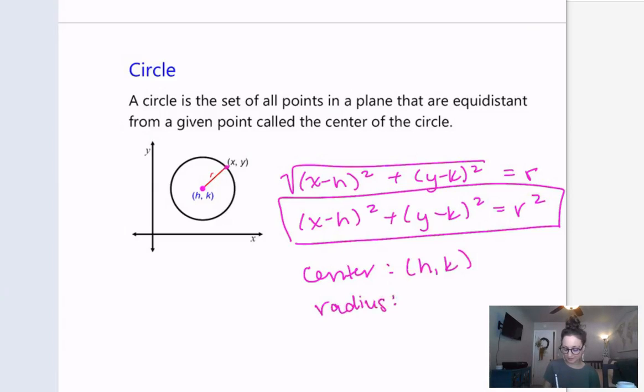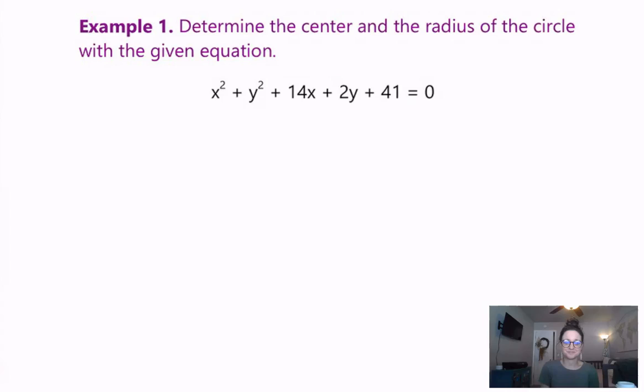Do notice that in your formula, your r is squared. All right, I'll pause your screen so you can copy whatever you need. All right, let's try one together. I'm going to force another pause on your screen. Go ahead and copy the equation, and then we will determine the center and radius together.